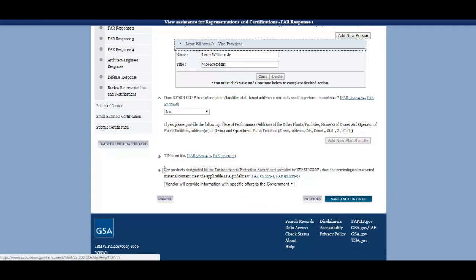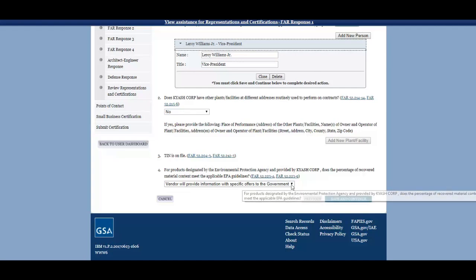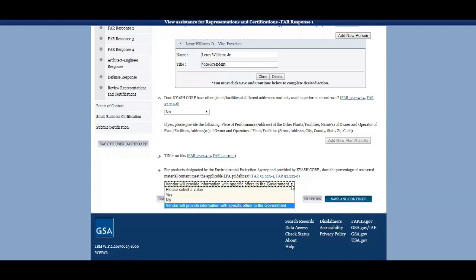TIN is on file, so there's nothing to, that's just an assertion. And for products designated by the Environmental Protection Agency and provided by Irs Corp, does the percentage of recovered material content meet the applicable EPA guidelines? And let's see. Please select a value. Yes, no.